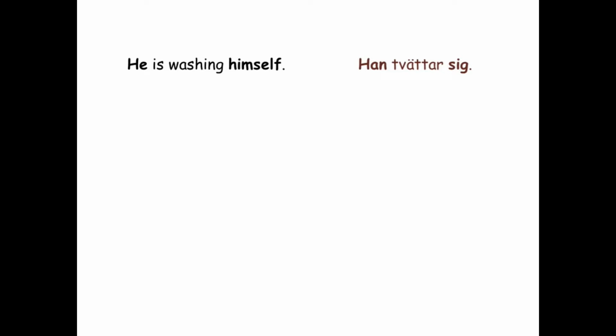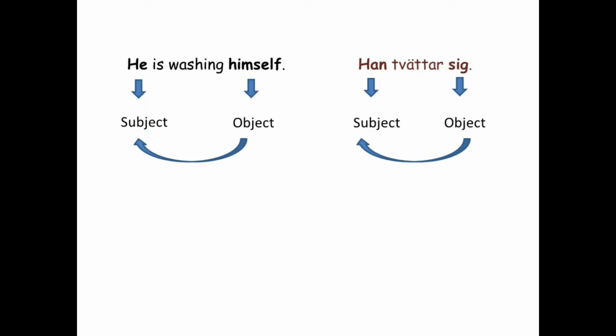Han tvättar sig. The subject or the person that we are talking about in this sentence is he or han, while the object is himself or sig. Himself or sig refers to the same person as the subject, which is he or han. What I mean is that he is not washing another person, but he himself. So, our reflexive pronoun here is himself or sig, as himself or sig reflects back to the same subject.